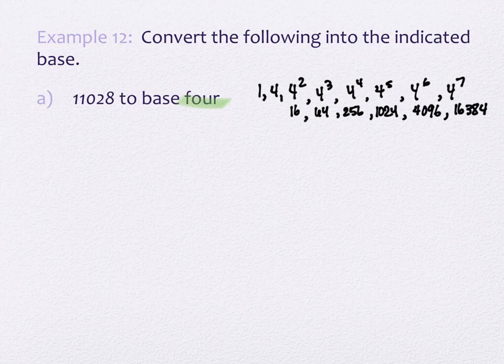How do I know I can stop? It's bigger than 11,000, right? And in fact, if I had recognized that 4,096 was already going to get me close enough, I probably could have stopped a step before. But you need to make sure that you get as far as you need to get. We've definitely gotten as far as we need to get.